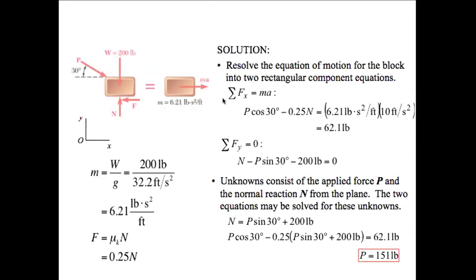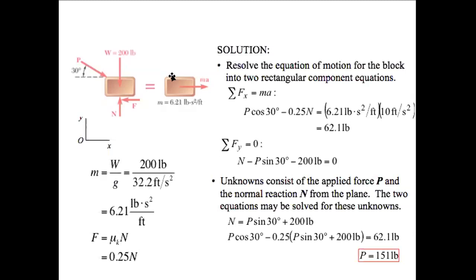We write Newton's second law in the x direction. The sum of the forces in the x direction equals ma. We resolve the P in the x direction: P cosine 30 degrees minus 0.25 N equals m, this is a, acceleration, m times a.